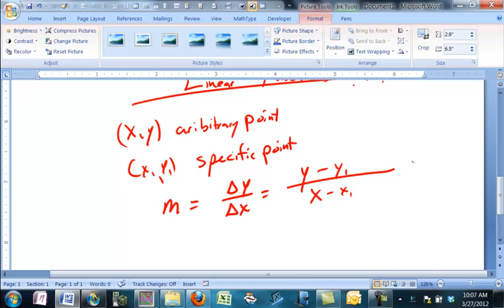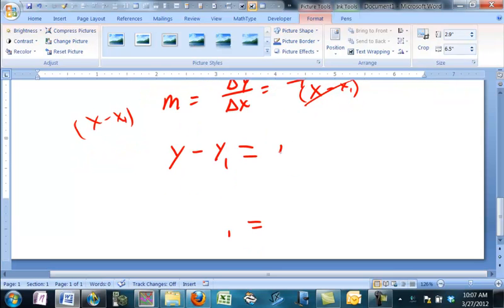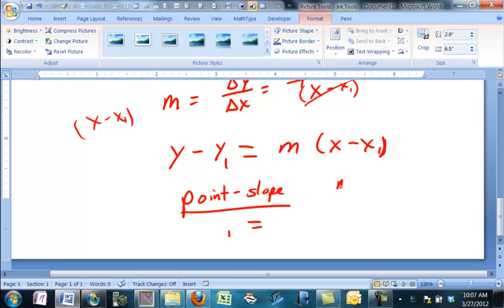Now, if I multiply both sides of this equation by x minus x1, cancel this out, I end up with y minus y1, I'm going to switch sides as well, y minus y1 equals m times x minus x1. So this is the point slope version of the line. See, m is the slope, and x1, y1 is a point, a specific point. It's on the line, in the table, same thing.